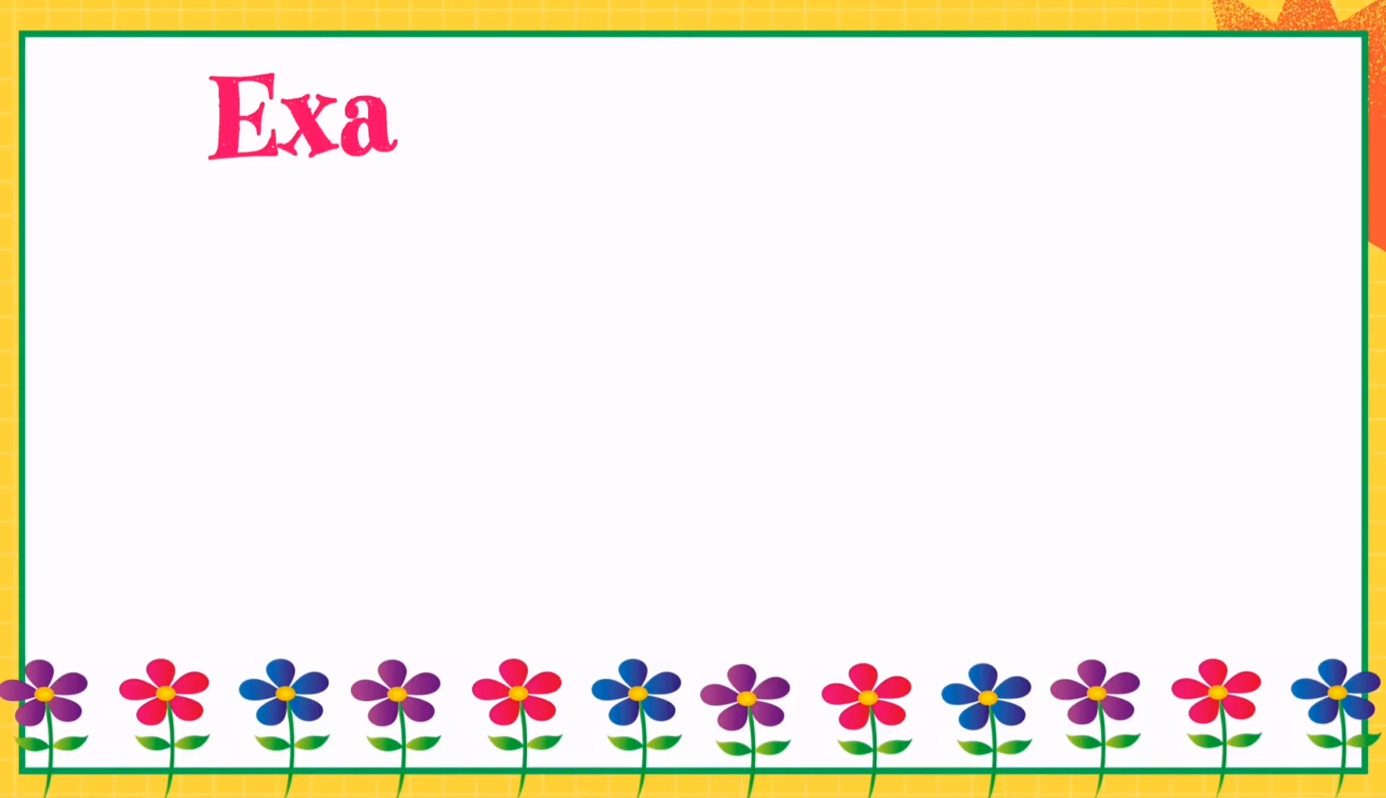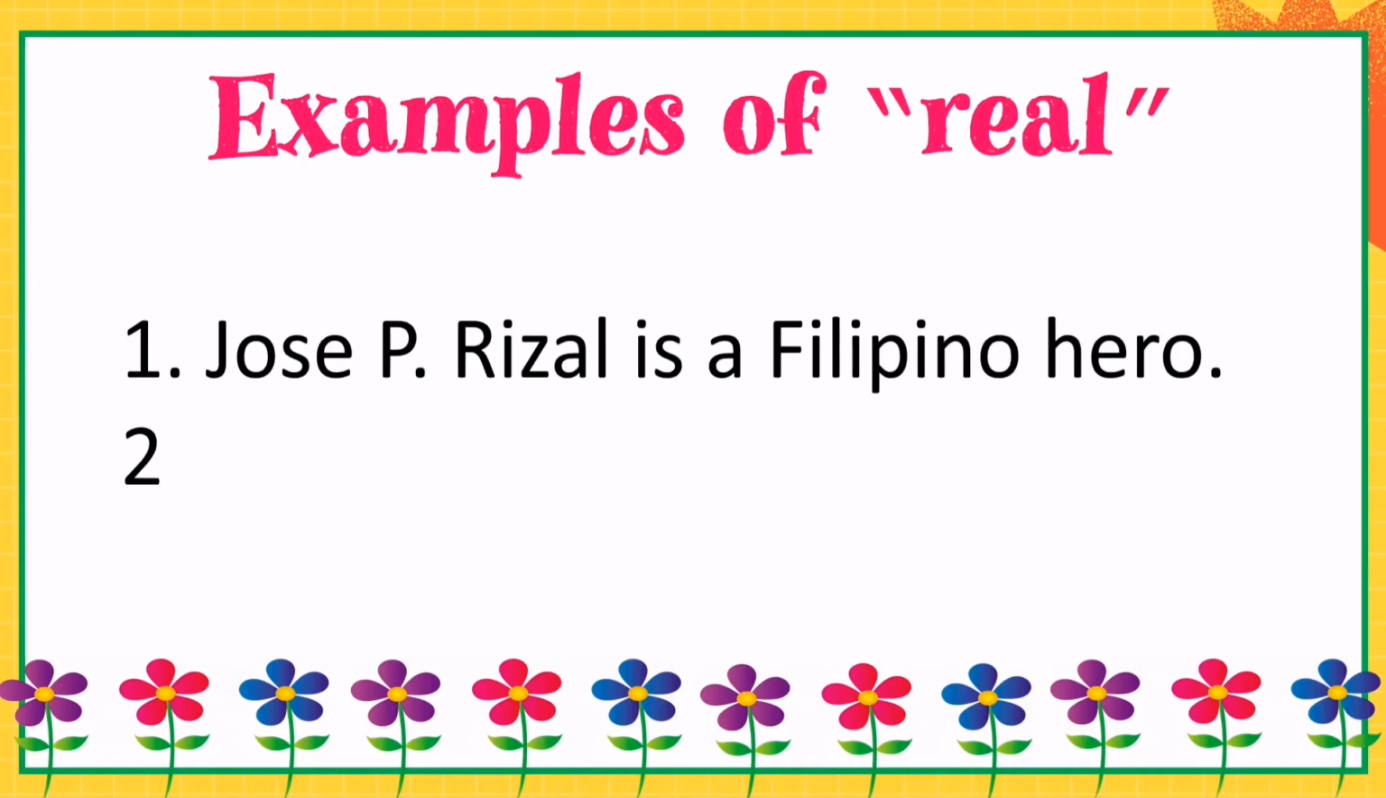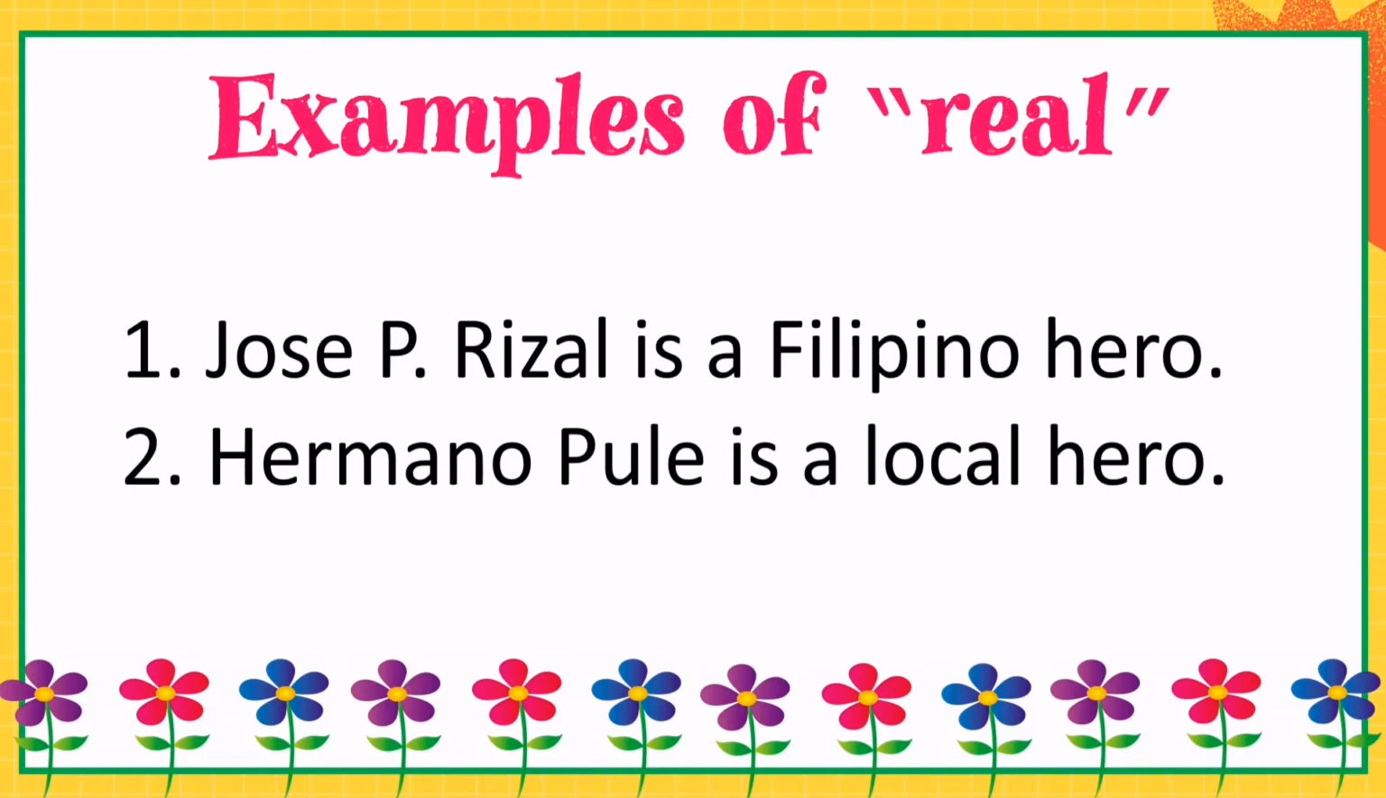Next, here are examples of real. Number 1, Jose P. Rizal is a Filipino hero. Number 2, Hermano Pule is a local hero. In your Araling Panlipunan subject, it was taught that Jose P. Rizal is our Filipino hero. And if you don't know Hermano Pule, maybe you will encounter this as you step up to the next grade level. But Hermano Pule is our local hero.